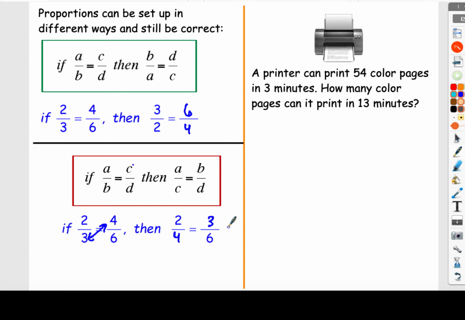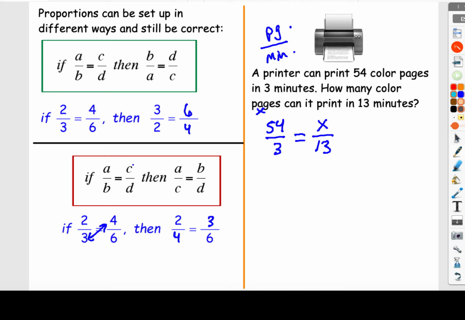Now on the right side here, a printer can print 54 color pages in 3 minutes. That sounds like a ratio. If we can print 54 color pages in 3 minutes, we're talking about pages per minute. Well, how many color pages? Let's call that X. How many color pages, X, can we print in 13 minutes? Again, still pages per minute. Talking about pages on the top, minutes on the bottom.